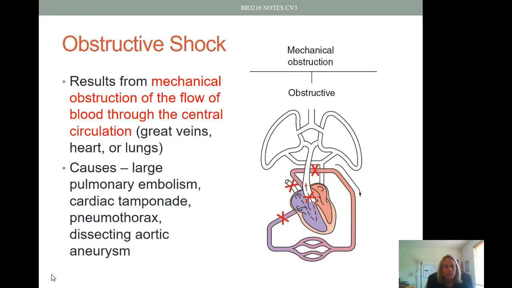Obstructive shock. This is a result of a mechanical or physical obstruction of the flow of blood to the central circulation, which involves the great veins, the heart, or the lungs. This can be caused by a massive pulmonary embolus, say blocking the pulmonary trunk, cardiac tamponade. Remember, that's the sudden accumulation of fluid in the pericardial sac, a pneumothorax, or a dissecting aortic aneurysm. Sometimes obstructive shock gets lumped under cardiogenic shock, but usually it's considered by itself as obstructive.